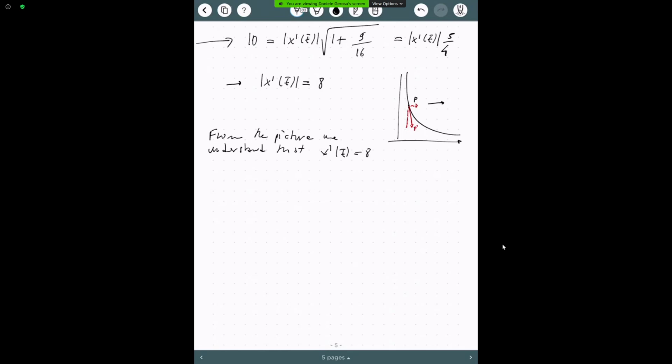Conclusion: p prime of t bar is equal to 8 comma minus 3 times 8 divided by, we had x of t squared, so we get 4 here. This is equal to 8 comma minus 6, and this concludes the exercise. Let's let in the people.